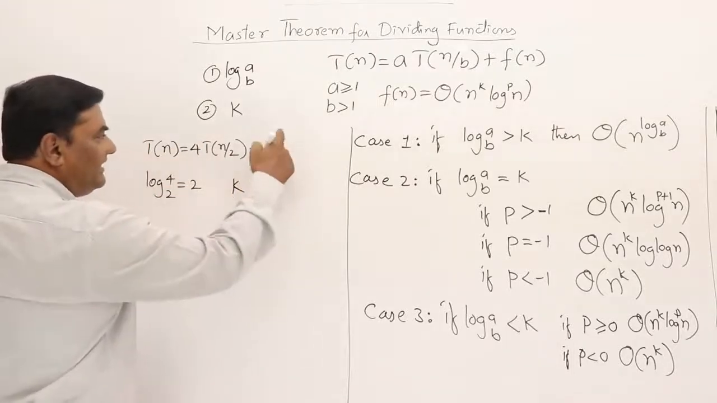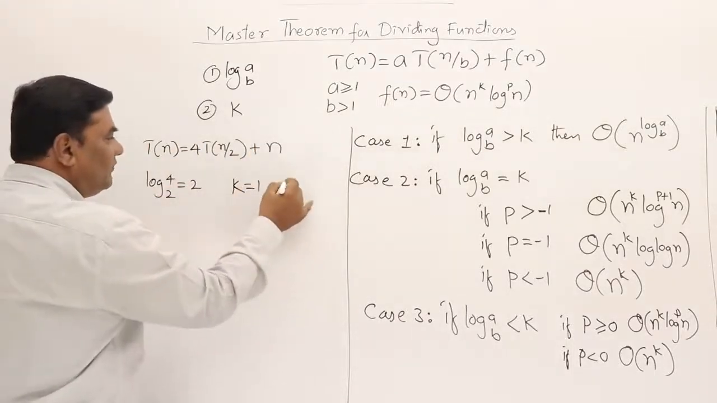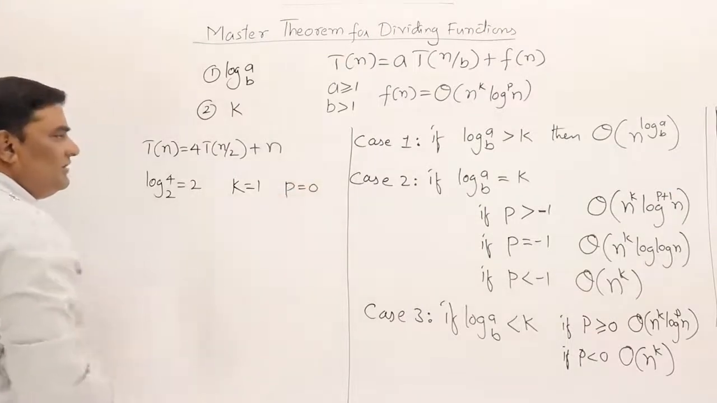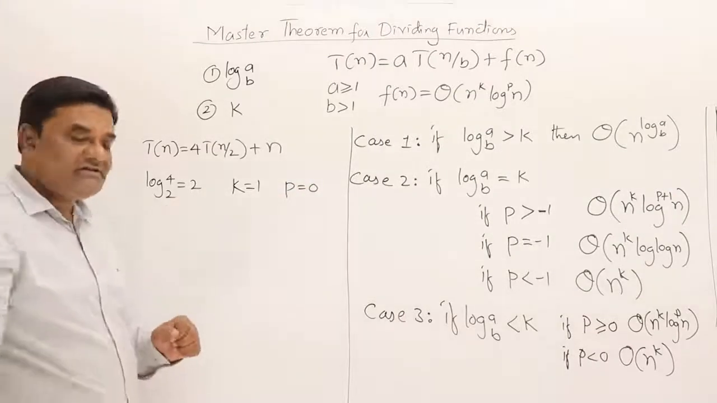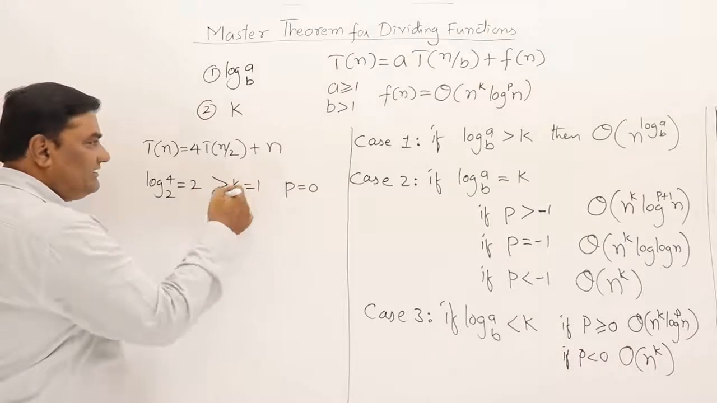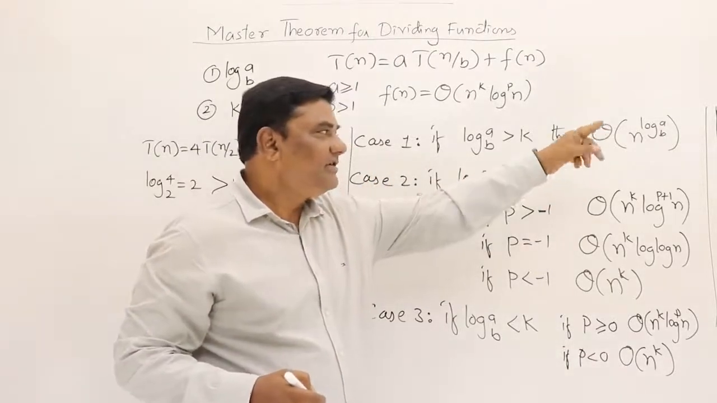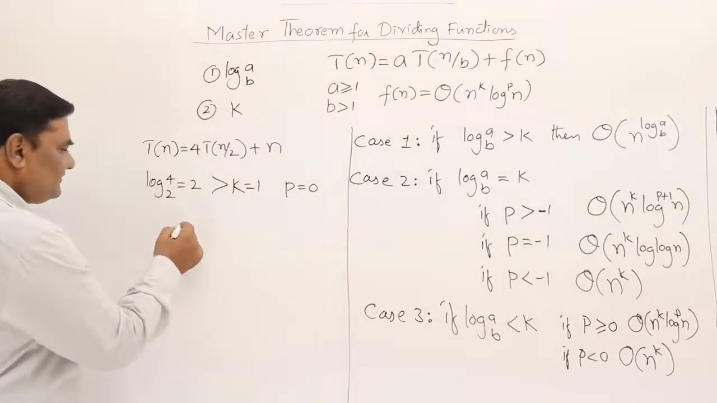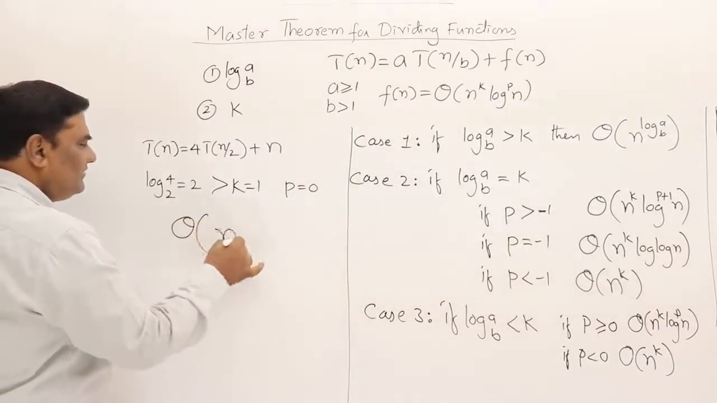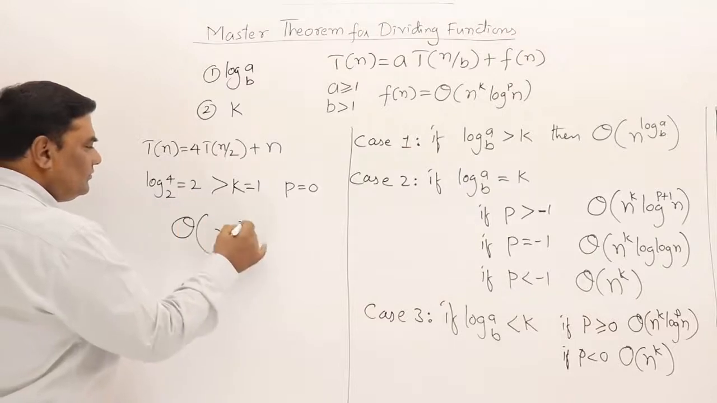So what is the k? n power what? 1. What is the p? That is 0. So this satisfies which case? This is 2 greater than 1. So it comes under case 1. So theta of n power log a base b, so theta of n power 2.